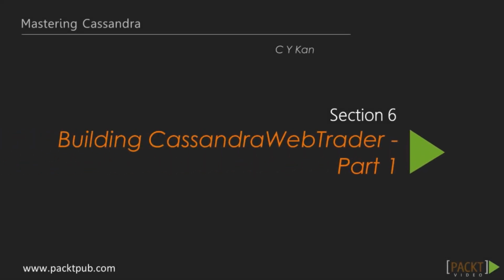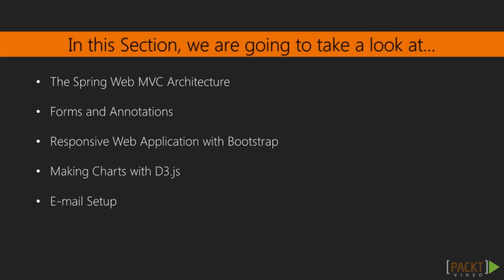Welcome to the 6th section of the Mastering Cassandra video course. Till now, we should be familiar with Spring Data Cassandra to access data in Cassandra. In this section, we'll start developing the Cassandra WebTrader application. We're going to create and configure the Cassandra WebTrader project with necessary dependencies. Then, we'll build the web user interfaces using Spring annotations and taglibs. We'll use Bootstrap 3 to beautify those user interfaces and make the application responsive. Then we'll use d3.js and its descendant techan.js to make nice-looking stock charts. Lastly, we'll develop an email service that can be used to send out email trading signal alerts.